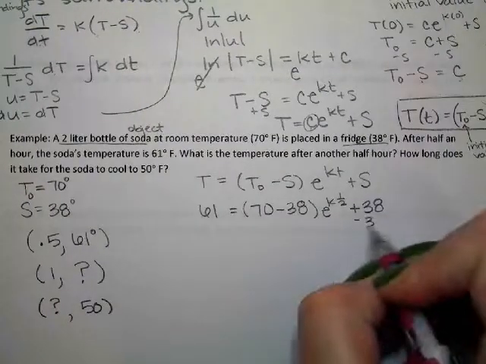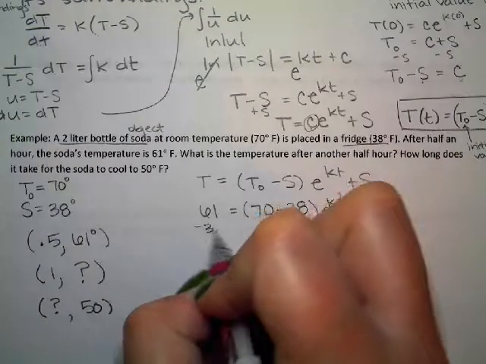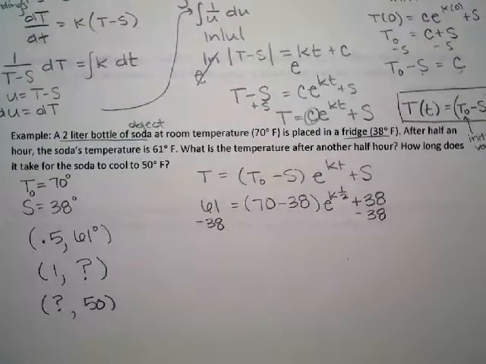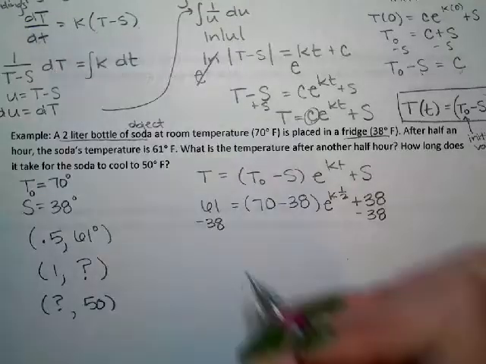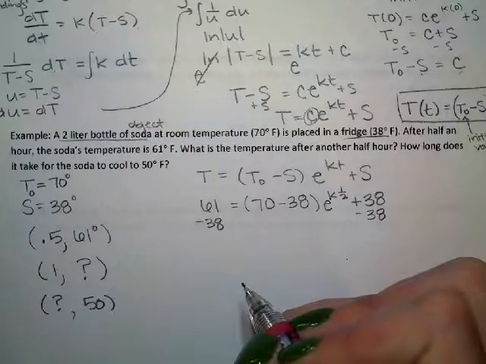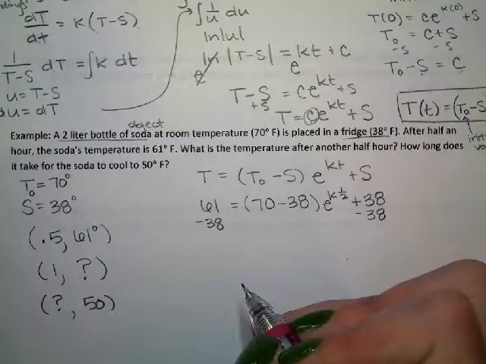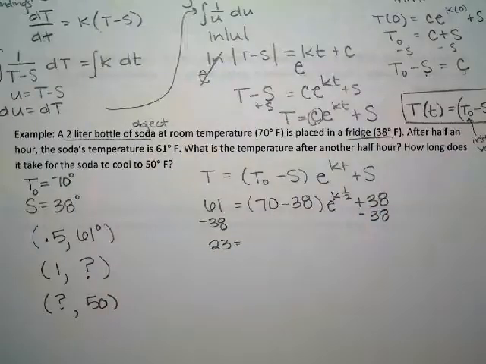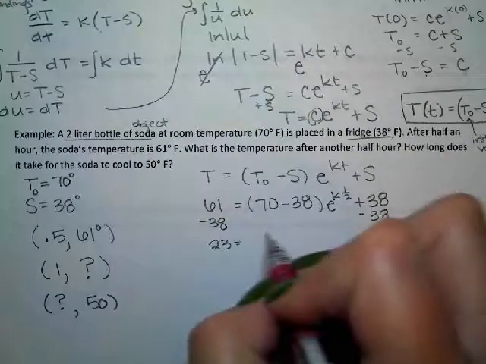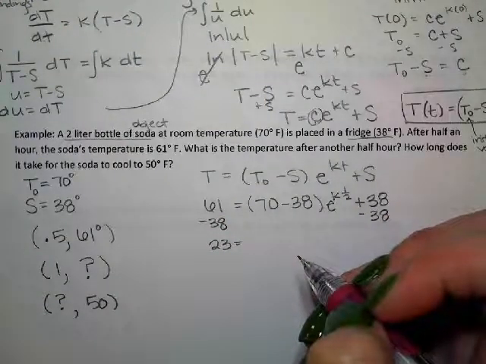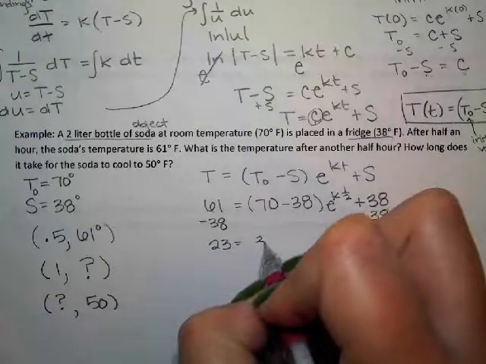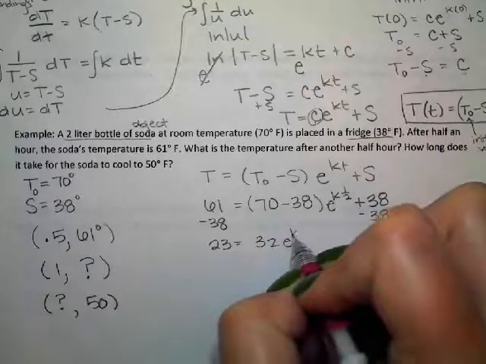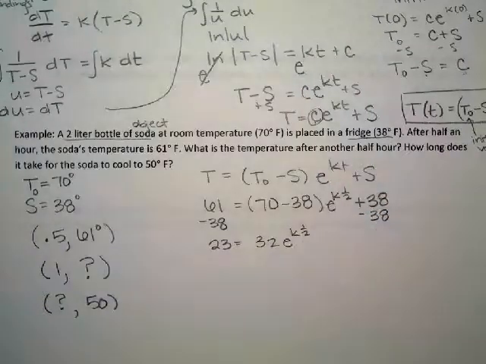So 38 is almost 40. So 61 would be 21. 23. 2 less than 40. So 20. I don't trust my brain today. 23. Okay. 70 minus 40 is 30. 32. Sorry. Okay. Now what should I do?